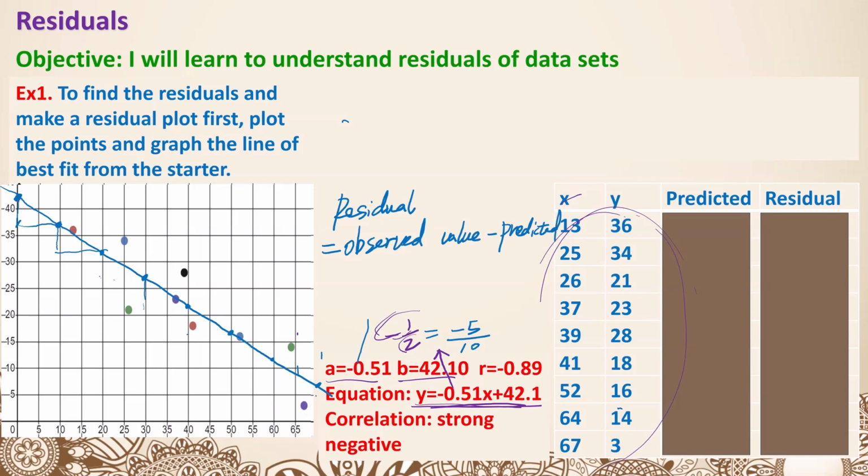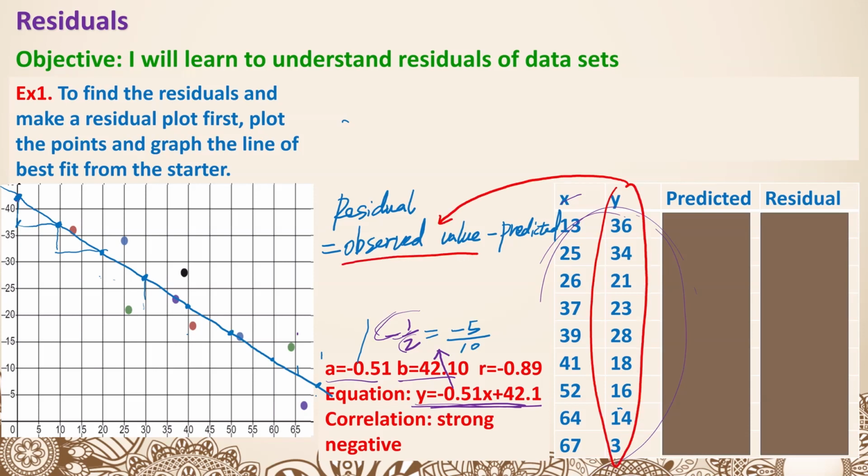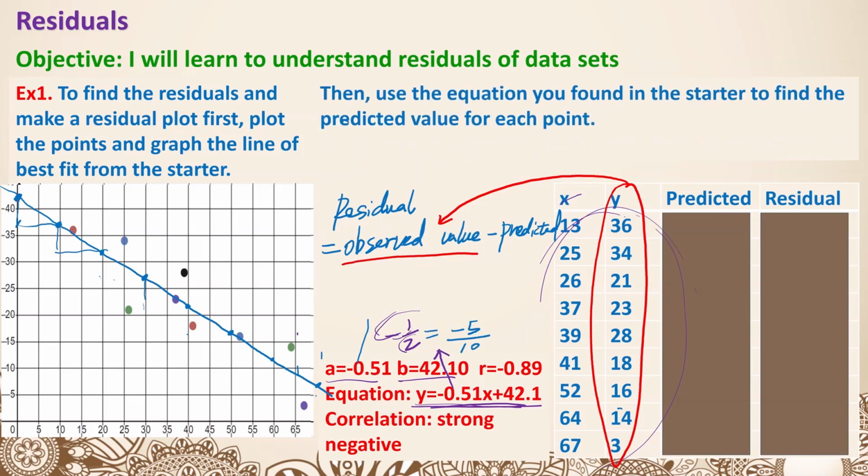That means you need to know where to look for the observed value. This column is our observed value, because these are the actual data points, and these are the y values of the actual data points. To calculate the predicted, which is exactly what we're going to do next, use the equation you found in the starter to find the predicted value for each point. So here you go. This is the line that we got. That's our line of best fit, and the line of best fit is used to find the predicted value.